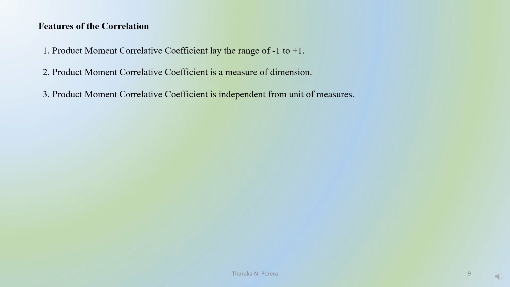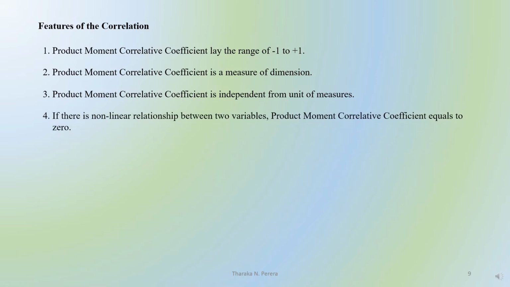Third one is, the product moment correlation coefficient is independent from units of measure. Imagine when we express the summary statistics such as mean, mode or median, there we use the unit of measurement. As an example, if we express the mean value related to weight of students, we use kilograms, such as 50 kilograms, 55 kilograms, or so on. But in the case of the correlation coefficient, there are no units of measurement. Fourth one is, if there's a nonlinear relationship between two variables, the product moment correlation coefficient equals 0.